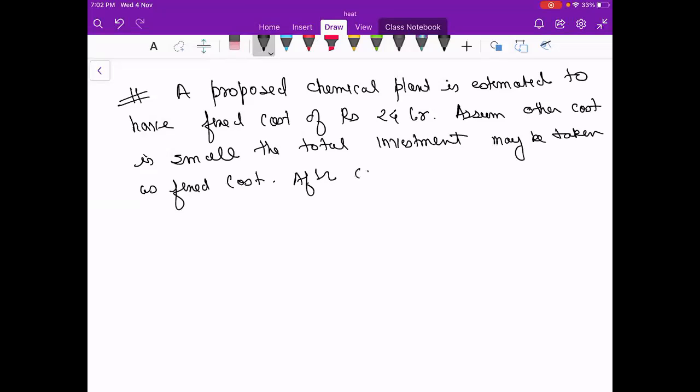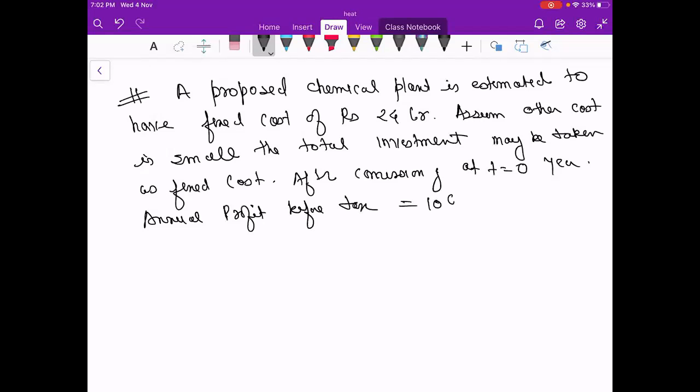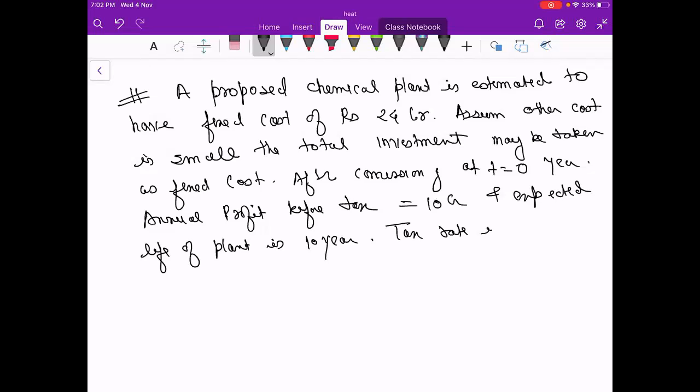After commissioning at t equals to 0 year, annual profit before tax equals to 10 crores and expected life of plant is 10 years. Tax rate, you can take 40% per year.